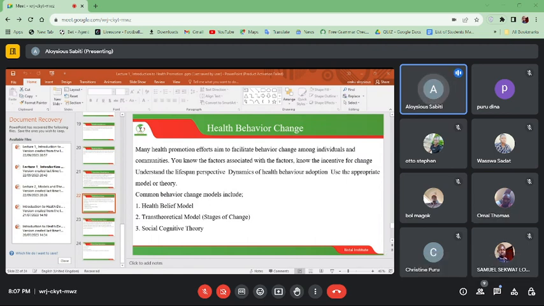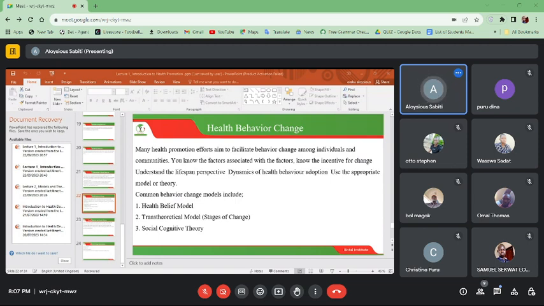it was stating for you that it proposes an individual's belief about their susceptibility to a particular health problem. So the first aspect would look at the person's perceived susceptibility. They believe that I am at risk of developing a health condition.